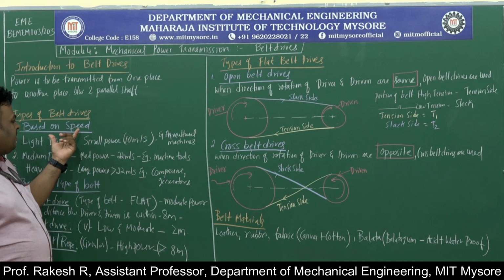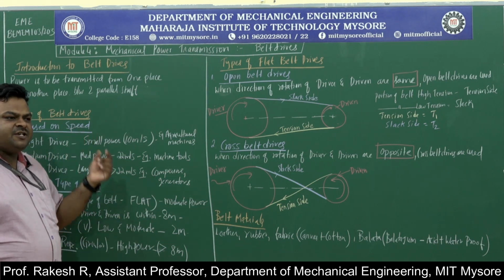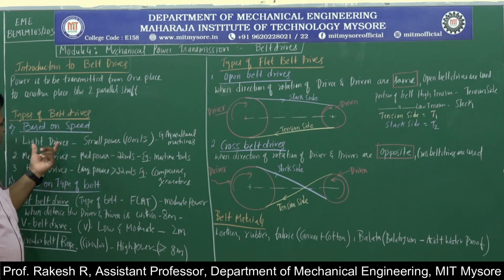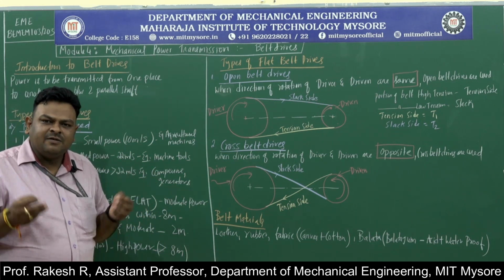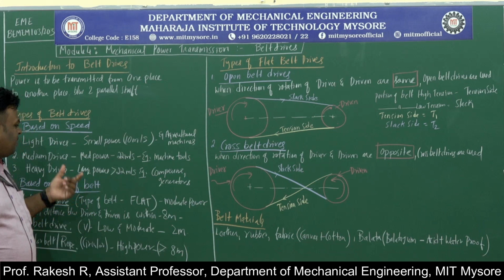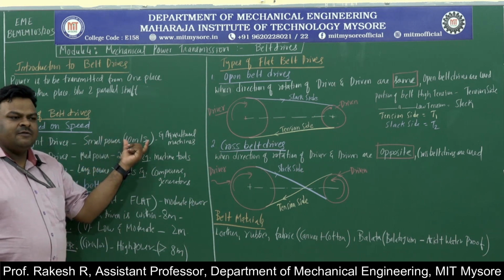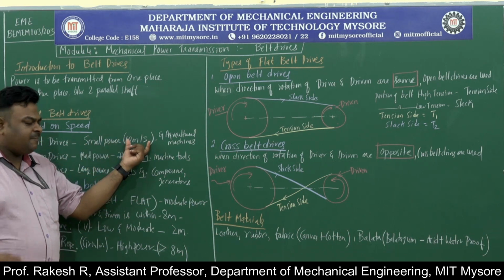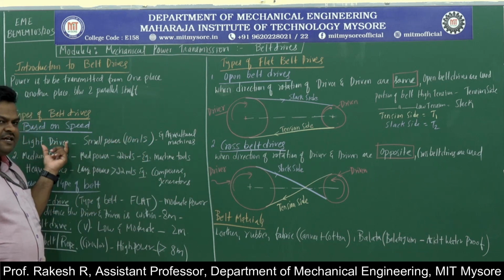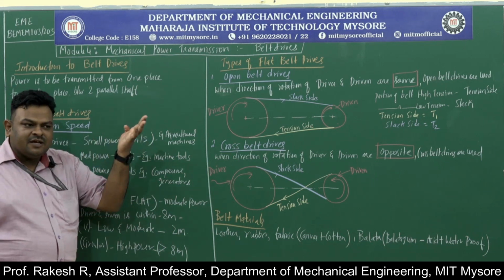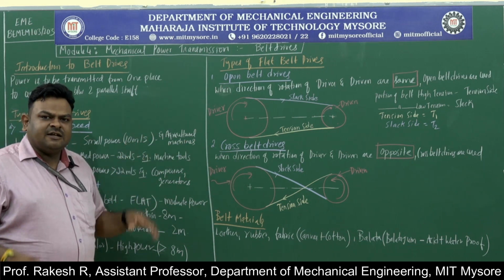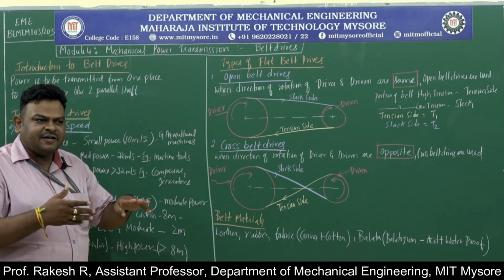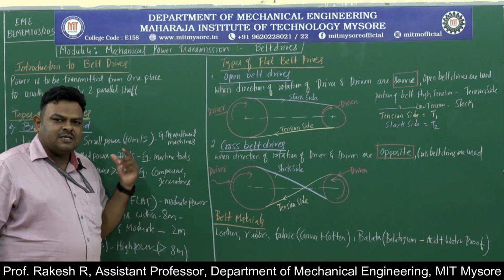Let's see the different classification based on the speed. Number one, light drives. The name indicates light. It is having light power, low power. So we will be measuring speed in terms of meter per second. If it is up to 10 meter per second, then it is a light drive. Example for that is any agricultural machinery. You can take any agricultural machines like sowing, gardening tools. Those are examples for light drives.